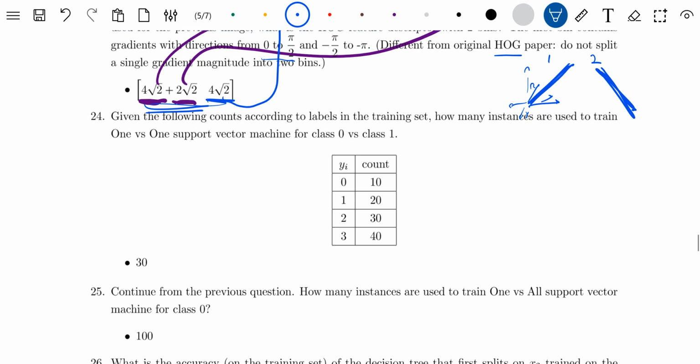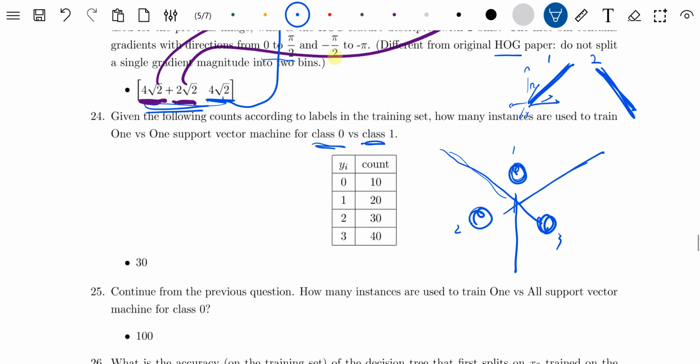The next one is the support vector machine with 1 versus 1 and 1 versus all. So for example, if you do 1 versus 1, say you have three classes, 1, 2, and 3. 1 versus 1 means I use these two to train one SVM like this, and you use these two data points to train another one, and then you use these two to train another one. So we call this 1 versus 1 SVM. So when you are training class 0 versus class 1, then you are only using these two sets of data points. So you are only using the sum of these two, so 30 data points.